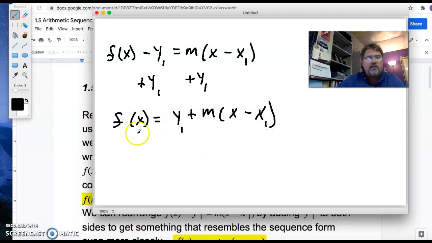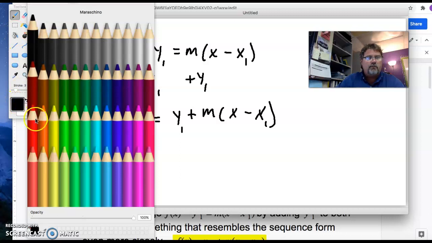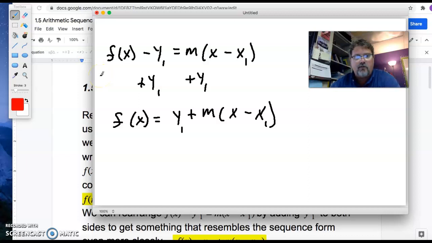I wanted to compare this to this other function we've been working with, the sequence. And what is y1? Well, in sequence world, that's f of 1. So it's the first term, right? What is m? That's the slope in your formula. Well, over here in sequence world, that's a common difference. It's still a rate of change, right?